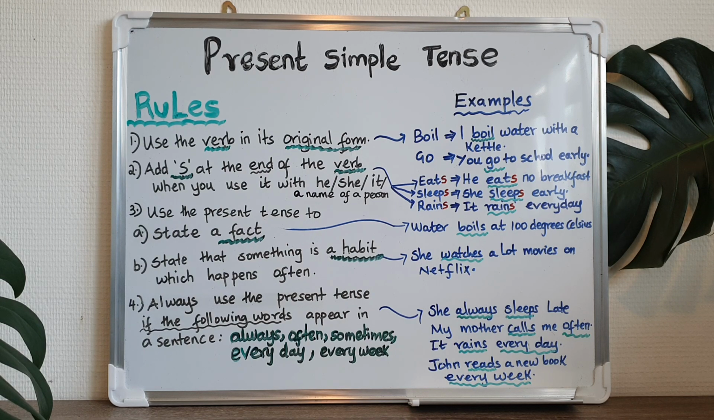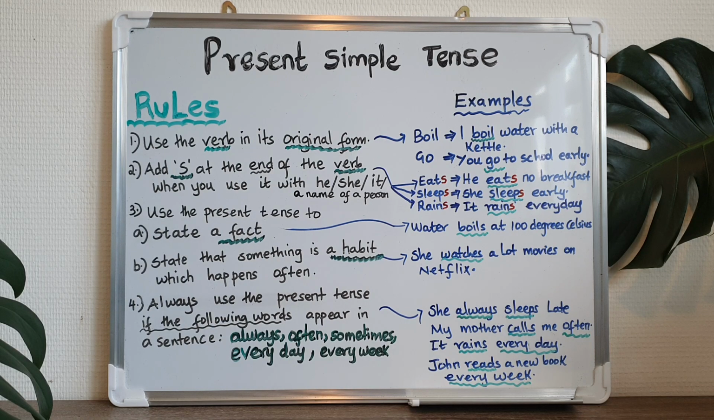Rule number 4. Always use the present tense if the following words appear in a sentence. So when you see these words in a sentence, you must use the present tense. And the words are always, often, sometimes, every day, every week. And look at the examples on the right.